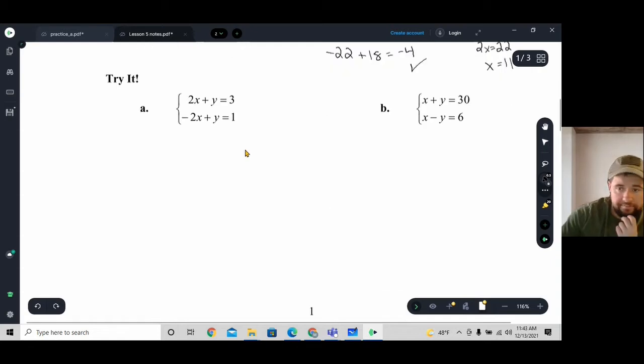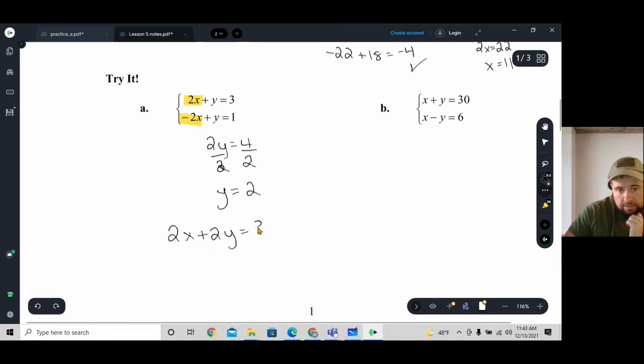We'll look at A and B. In A and B, I immediately notice right here, positive 2x, negative 2x, they cancel. And that leaves me with y plus y. So 2y equals 4 because I'm going to add my equations together. I'm going to divide by 2, divide by 2, and I'm going to get y equals 2. I'm going to take this 2 and plug it back in.